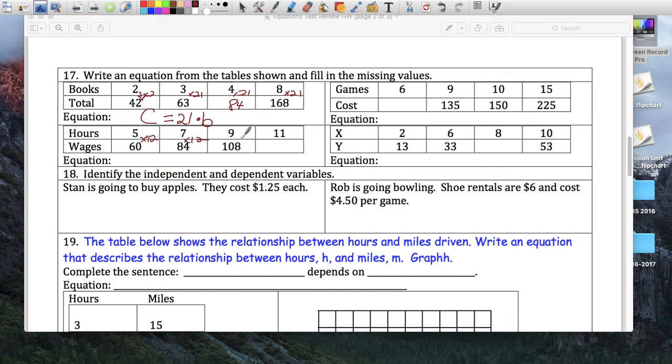Okay. So the equation: the total cost that you spend at GameStop or wherever you're shopping for your games is going to be dependent on your games, G. And each game is going to be multiplied by 15. Okay, 15G.